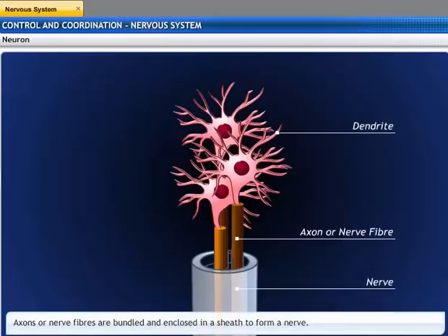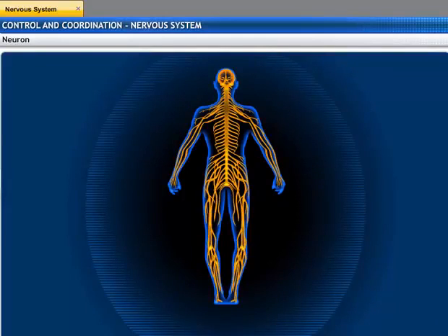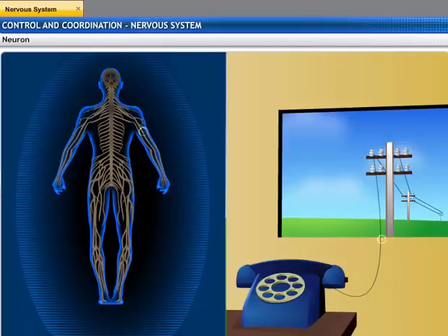All such axons or nerve fibers are bundled and enclosed in a sheath to form a nerve. Nerves are seen as thin threads that emerge from the brain and spinal cord and branch out to all parts of the body. Nerves carry messages back and forth, similar to telephone wires.